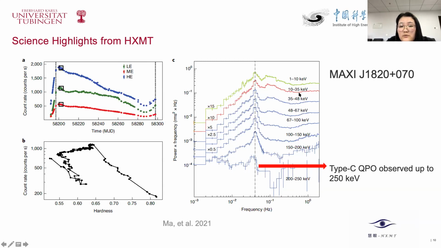This is the power spectrum extracted from 1 to 250 keV. It is the highest energy QPO we have ever observed by an X-ray telescope so far. You can see that the QPO frequency doesn't change with energy, so it was fixed. It was constant at about, I would say, 40 millihertz.